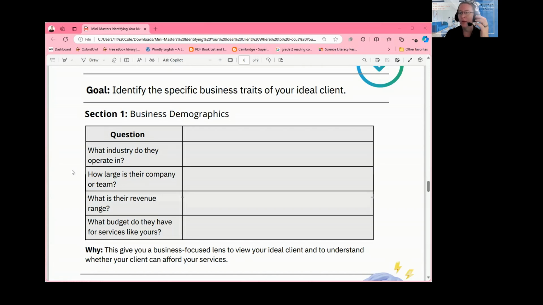Here, we want to know what industry do they operate in? How large is their company or the team they're working on? What is their revenue range? Revenue range as in how much do they make in a salary, or how much revenue does their business earn? Depending on if you're servicing a business owner or somebody who's just in a life journey looking to improve. What budget do they have for your services? Okay.